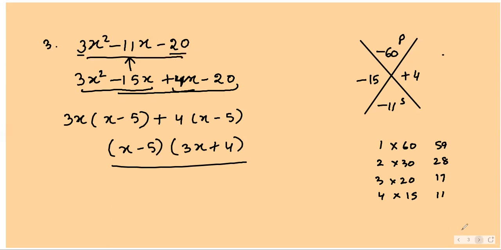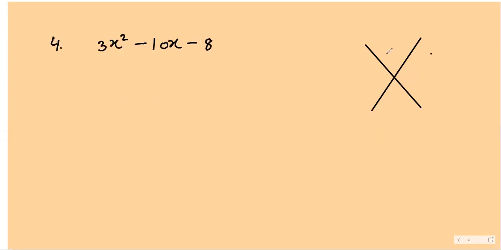One last question. So here the constant term is minus 8 and the coefficient of x square is 3. So the product is going to be minus 24 and the middle term is minus 10. So the product has to be minus 24 and the algebraic sum has to be minus 10. So the two terms will have different signs. The middle term is negative, so the bigger term will be negative here. Now we have to think of the two numbers whose product is 24 and their difference is 10. So what are those two numbers?